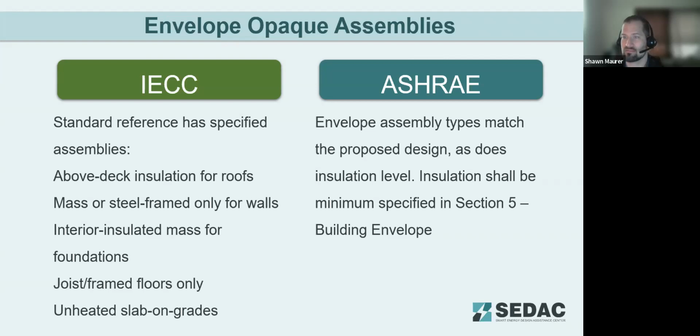ASHRAE lets you directly model in your reference design what you're also doing in your proposed design and just account for the insulation differences between the two construction or assembly types. So you get a little bit more of a direct comparison with ASHRAE than you do with the IECC, where the IECC is building this specific, most common reference model. The ASHRAE is doing more of a direct comparison between your opaque assemblies.